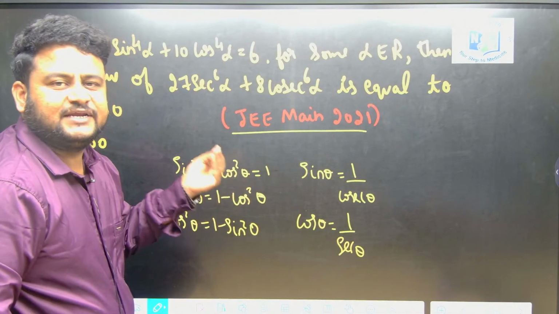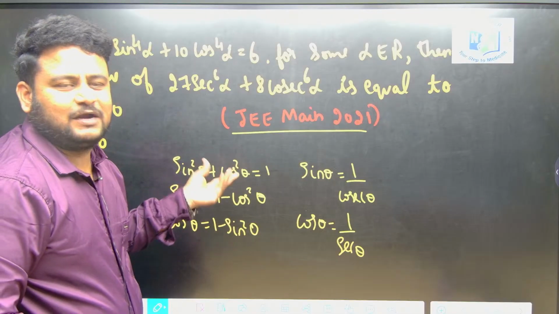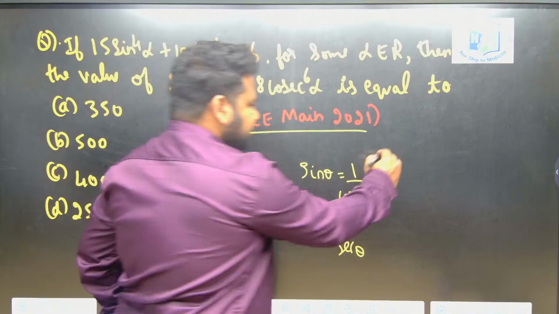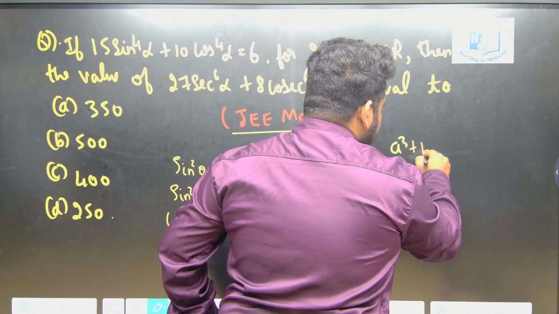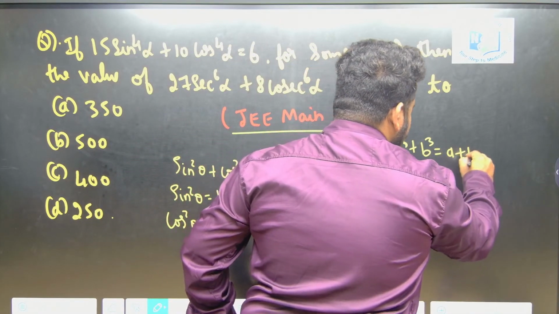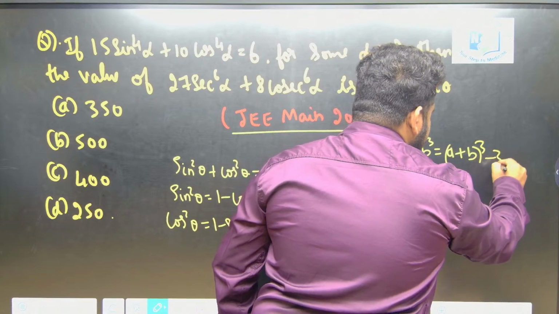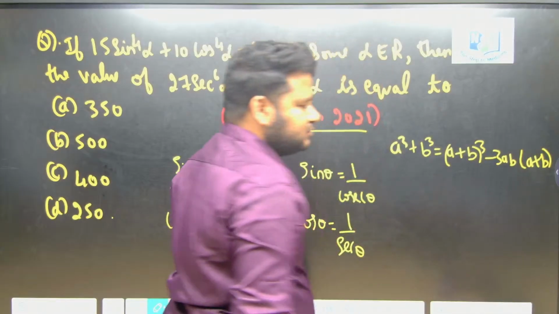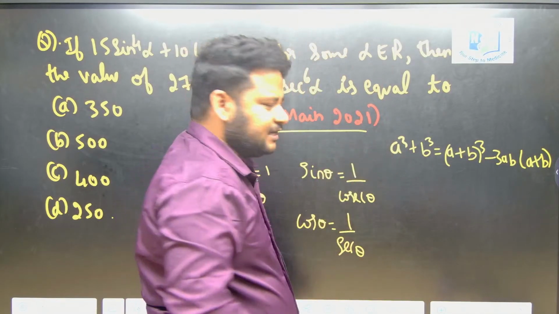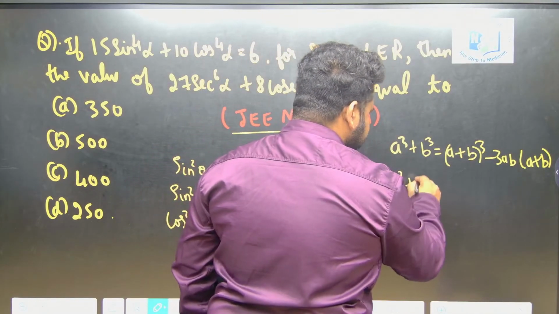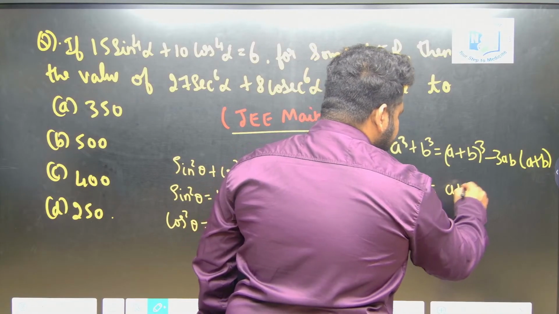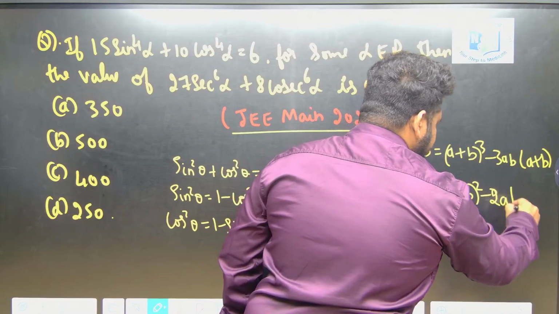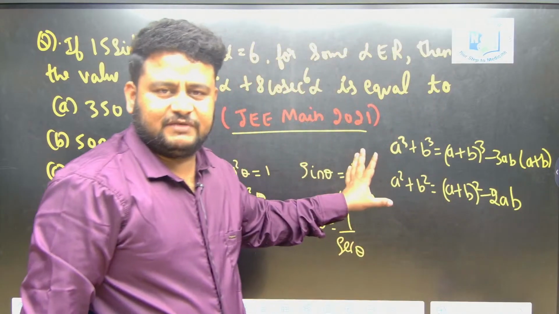Apart from this, we needed the help of algebra to solve this question. What are those? See here, a cube plus b cube can be written as a plus b whole cube minus 3ab into a plus b. This one identity we used, that is an algebraic identity. Another identity we wanted is a square plus b square, which you can write as a plus b whole square minus 2ab. Based on this only we solved the question.